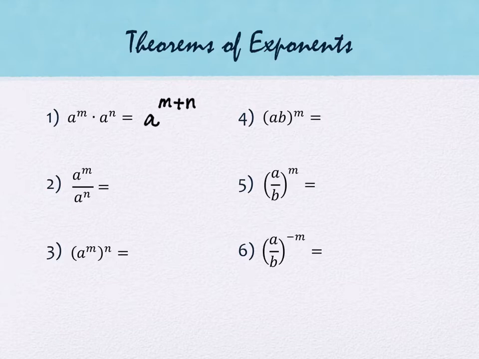So if you multiply these together and end up adding exponents, what do you think happens when you divide them? You subtract. So that's the second one, a to the m minus n.